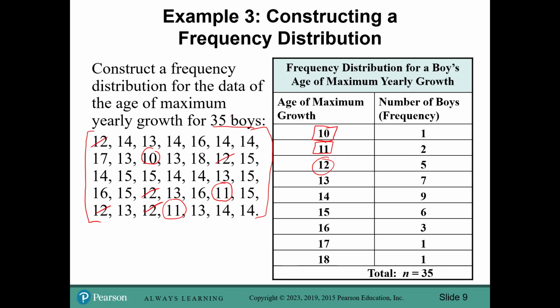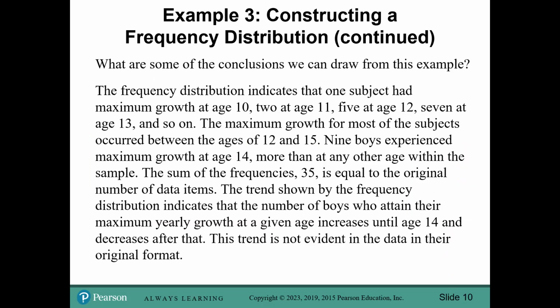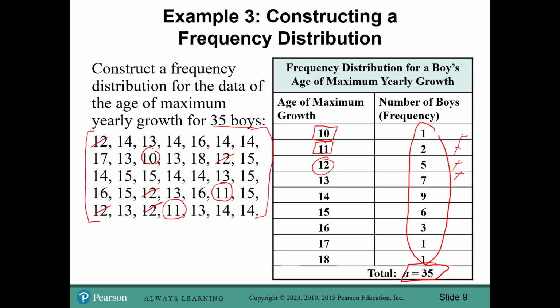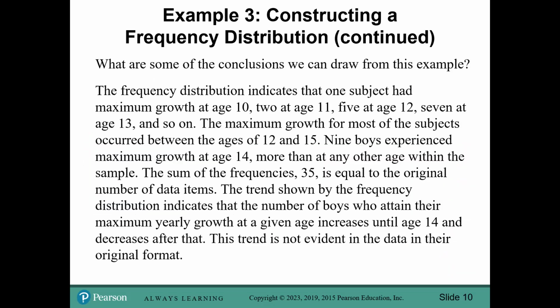All in all, since there were 35, all of the numbers on the right-hand side should add up to 35. Otherwise, you've either missed some or accidentally overcounted. For a frequency distribution, if I look at this chart here, they actually list the information here. So the frequency distribution indicates that one subject had a maximum growth at 10, 2 at 11, 5 at 12, and so on and so on.